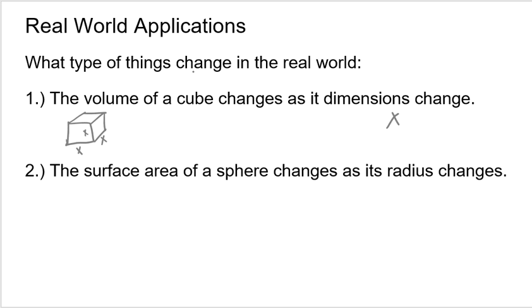And imagine if I labeled the volume as f of x, right? So that means the output, the volume, is f of x, and the input is x, which is the length of the dimensions, and now, of course, the volume would equal x cubed.